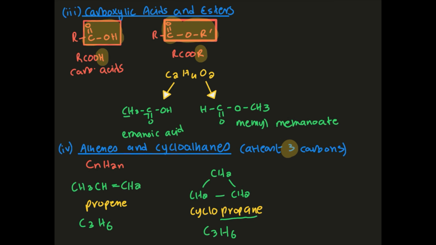So similar to all the examples that we've done before for isomerism, even though the structures are different and the functional group is also different, the molecular formula ends up being the same. So this was functional group isomerism.